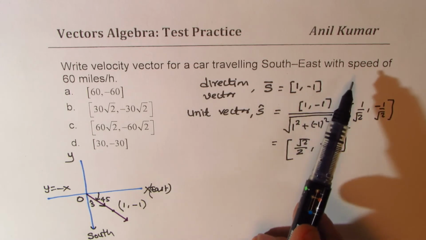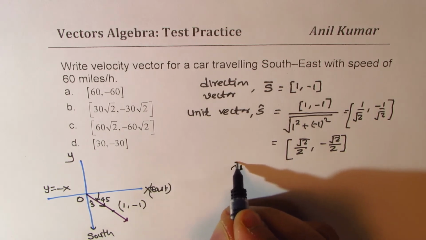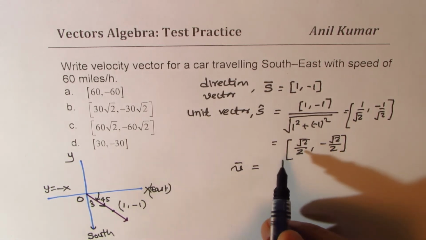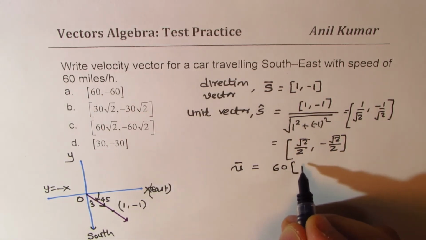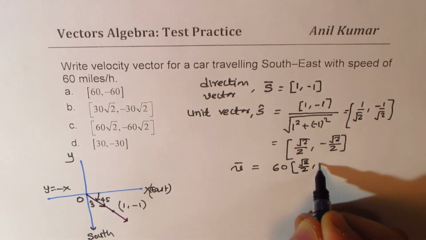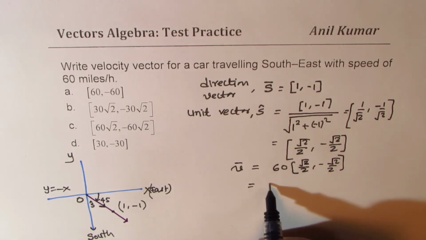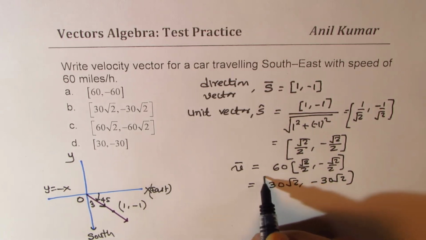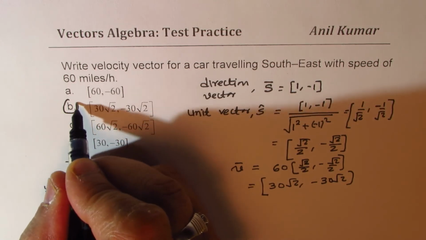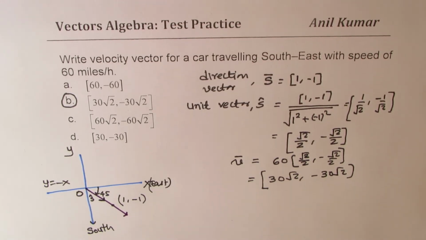Now we want speed in this direction to be 60 miles per hour. So we'll call this as our velocity vector, and since we know this direction, and that is unit, so we'll multiply by 60. So 60 times this unit vector gives us the velocity. Does it make sense to you? Okay? And that clearly is 30 square root 2, minus 30 square root 2. So the option B is the right option. Correct? So that is how you could actually solve such a multiple choice question based on speed and velocity.